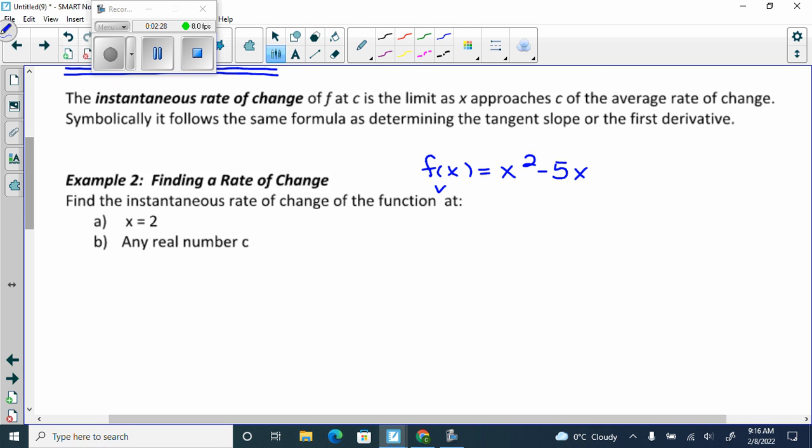Okay? We already have f of x. We need f of x plus h. We agree? So I'm going to go up here and write it up here. So I'm going to go f of x plus h. All you do when you find that part is you plug x plus h into the f of x equation for all the x's, correct? So we are going to go x plus h squared minus 5 times x plus h.